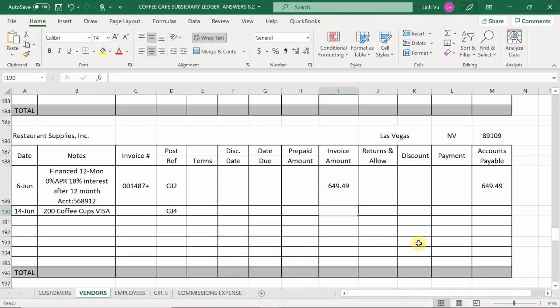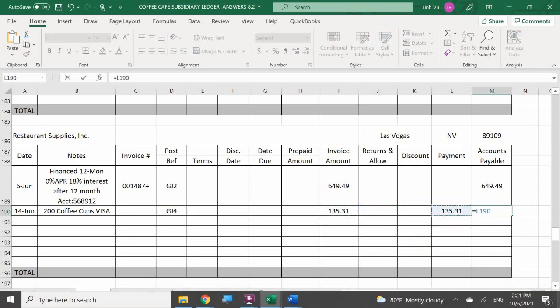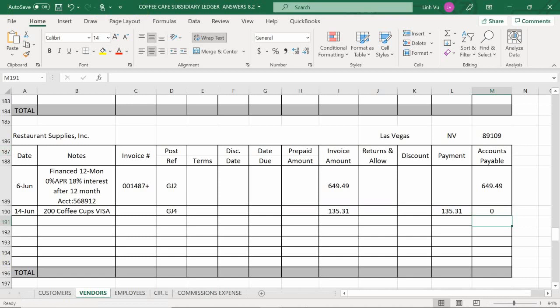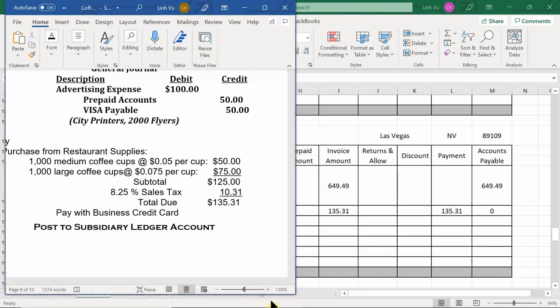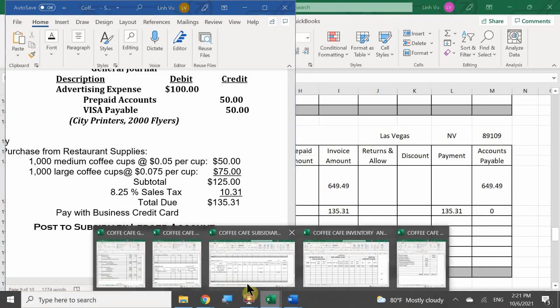So what was my invoice amount? 135 and 31 cents. And did we pay for it? Paid. Yes, we did. So in this case, what's my total amount due? 0. Good. And that's all. That's it.